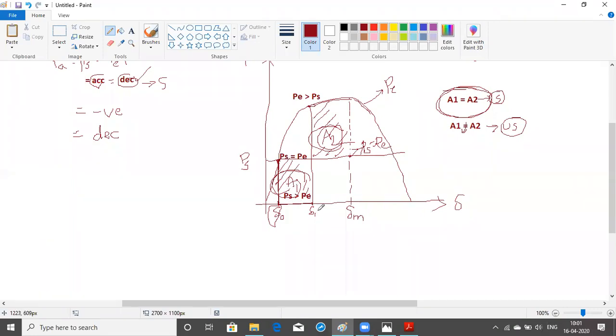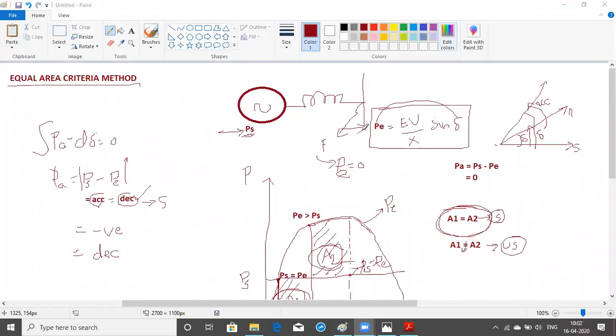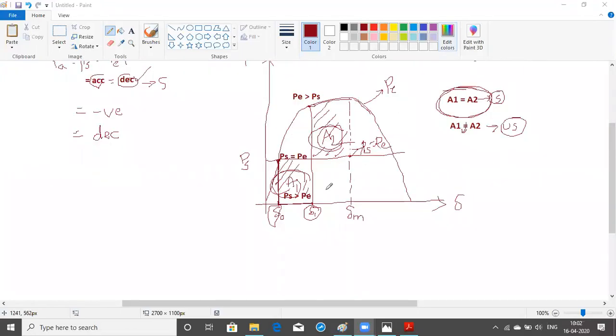So assuming at this delta 1, the fault has been cleared. Just assume that the fault has been cleared. So when the fault has been cleared, what happens? It will try to move to the PE. This is the sinusoidal curve of PE here, right?